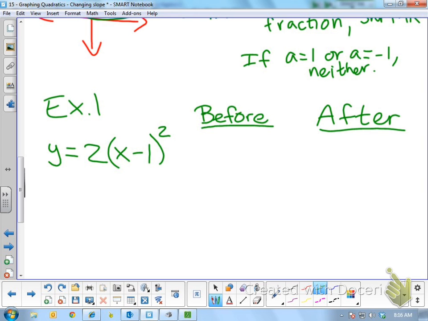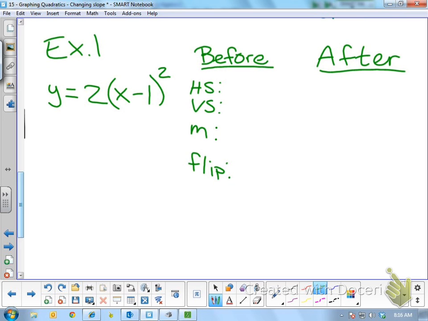So before we can graph, we need horizontal shift, vertical shift, we need slope, we need to know if we flip, and now we need to know if we stretch, shrink, or neither. So this is all the information we need before we can actually draw the graph itself. Yes, sorry, stretch, shrink, or neither.